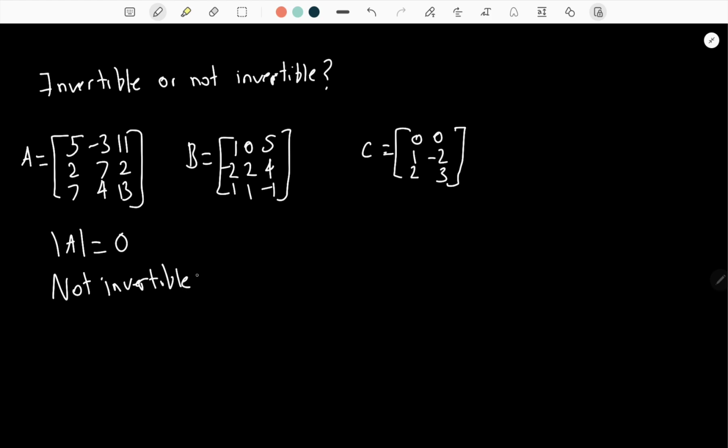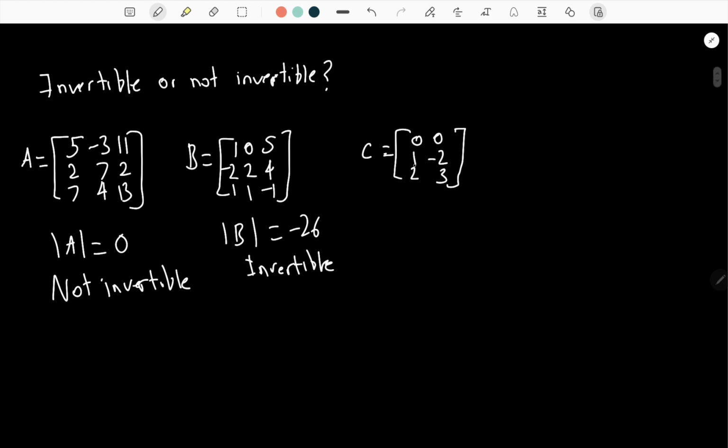For the second one, we get the determinant as, let me check, negative 26. So the determinant of B is equal to negative 26, so it is invertible. Very straightforward. And for the last example, this is not a square matrix, meaning that the number of columns is not equal to the number of rows. So this is also not invertible.